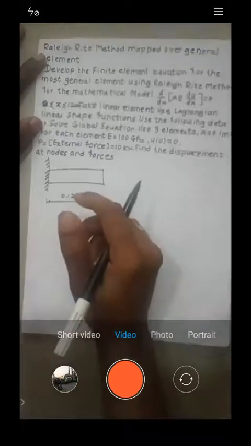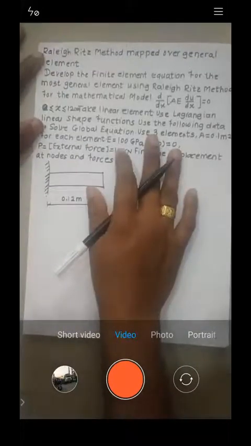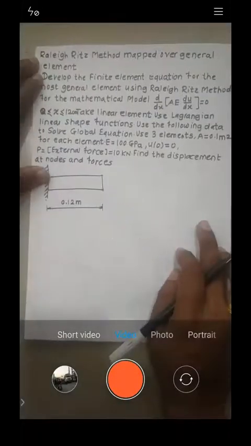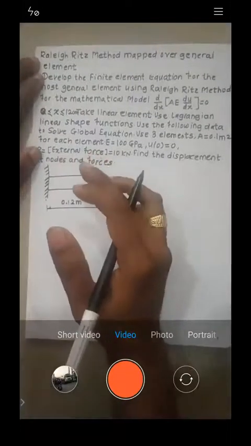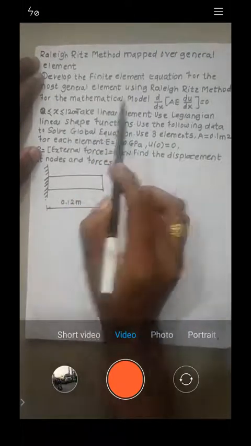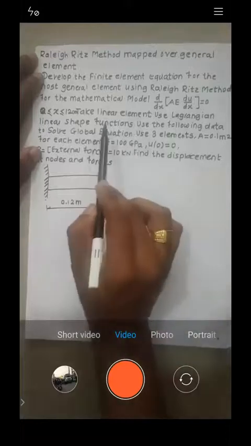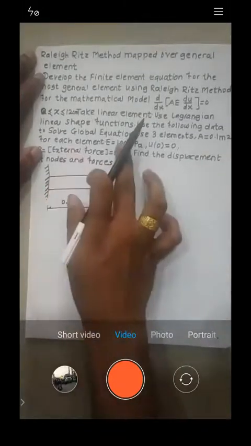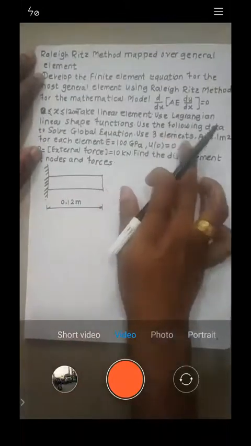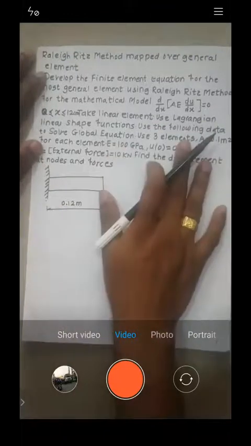Now see, all of you, what they're asking: take linear element, use Lagrangian linear shape function. So what is that? I will let you know. You have not understood this, right? I will let you know when I start deriving. Use the following data to solve the equation. Use 3 elements.